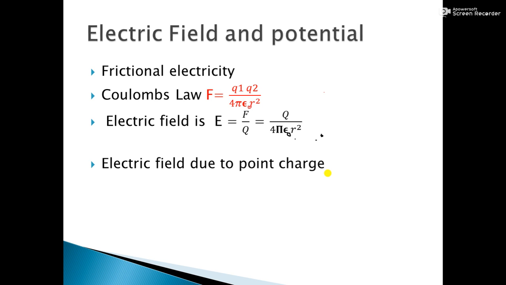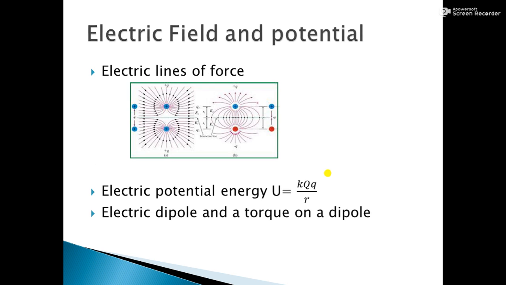Electric field is a vector quantity. Electric field due to a point charge is given by E equal to Q upon 4 pi epsilon 0 r square. Another important property of electric field is electric lines of force. Electric field region can be graphically represented by curves known as lines of force, as shown in the figure. They are also called as electric field lines.